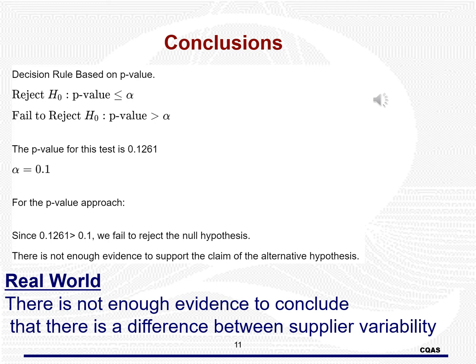Statistical conclusion. Since 0.1261 is greater than 0.1, we will fail to reject the null hypothesis. We find that there is not enough evidence to conclude that there is a difference between the variances. Now, for the real-world results. There is not enough evidence to conclude that the supplier's variability in thickness is different. Now let's look at confidence intervals.